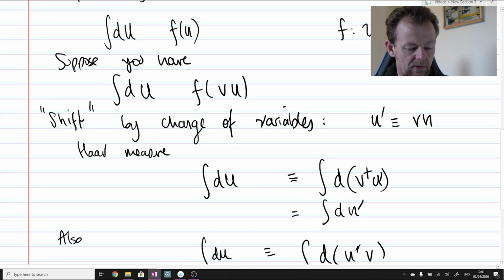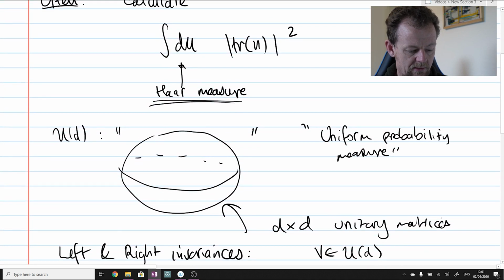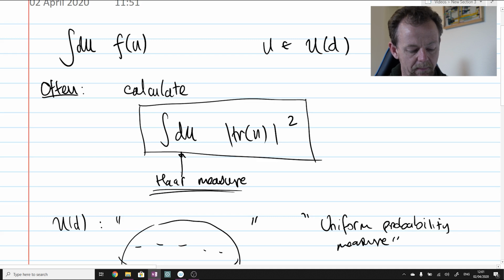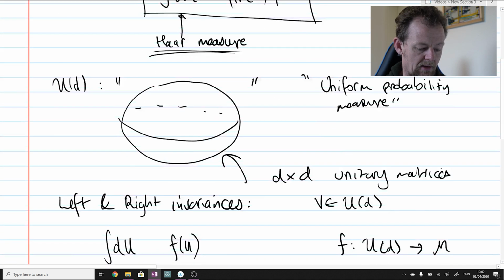So let's review, we've got ourselves an integral over the unitary group that we want to calculate, and we have a function on the unitary group, and well, why don't we just calculate it?